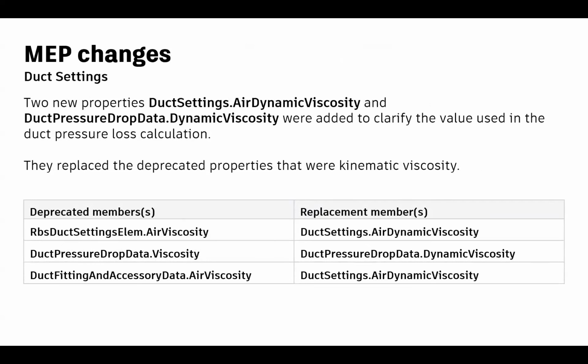MEP changes. So there are changes in duct settings. Two new properties, duct settings air dynamic viscosity and duct pressure drop data dynamic viscosity, were added to clarify the value used in the duct pressure loss calculation. They replaced the deprecated properties that were kinematic viscosity.